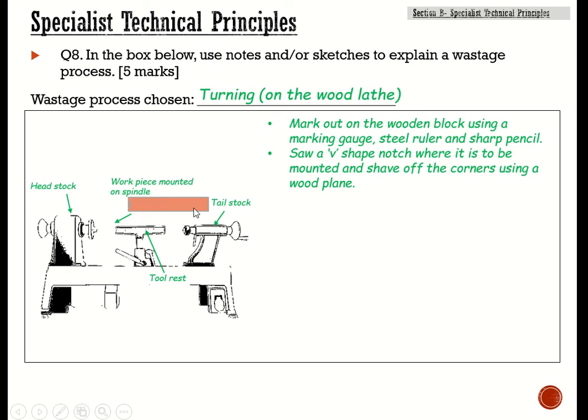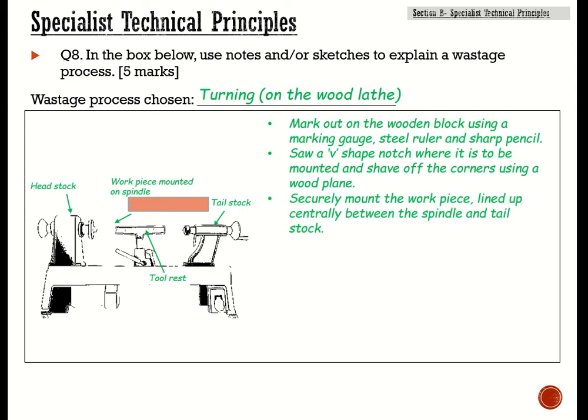You probably remember that. Securely mount the workpiece lined up centrally between the spindle and tailstock. If you make a point like that, you're showing awareness of safety and also quality control. And that's what the examiner wants to see. Check the piece is secure and the turning speed is correct. This is true if you were drilling. You could make sure the workpiece is secure, make sure that the speed of the machine is correct.